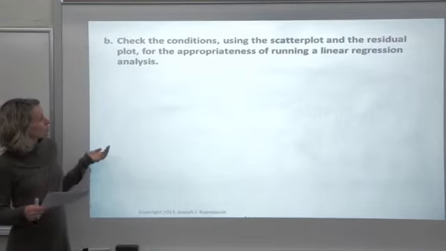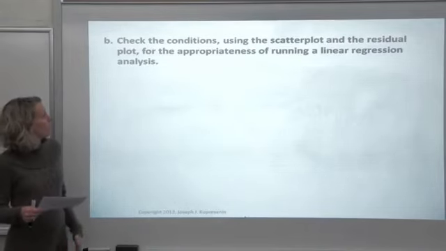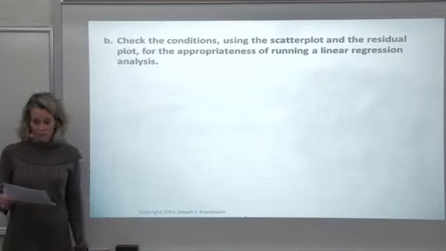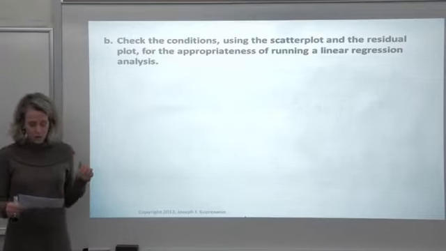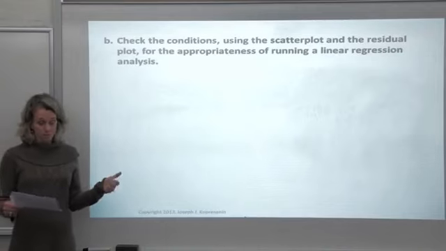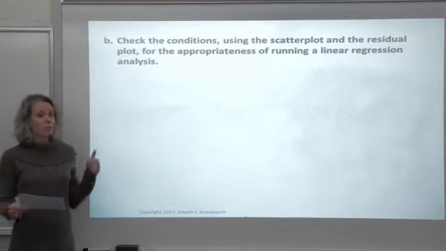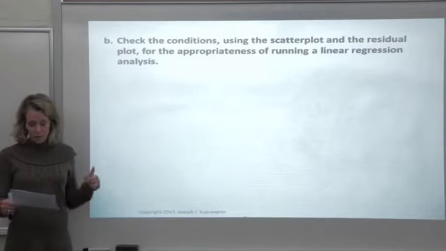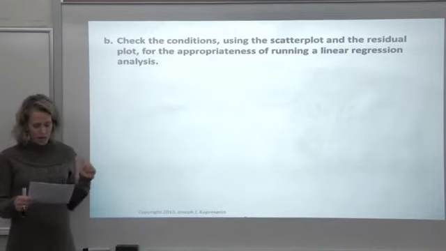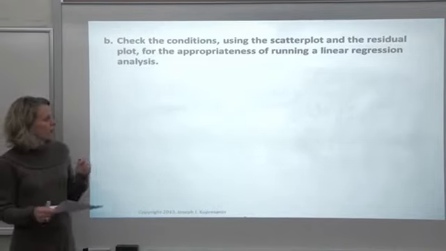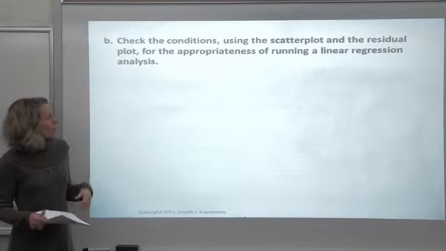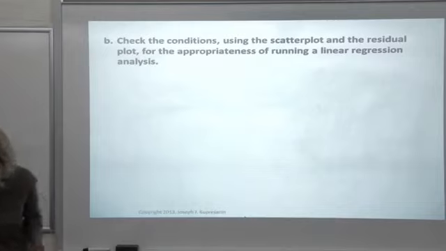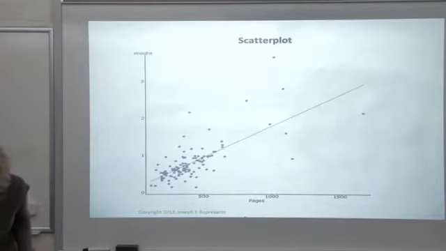Let's check the conditions using the scatter plot and the residual plot for the appropriateness of running a linear regression analysis. So remember, there's three things that we're looking for. We want to make sure that the relationship looks linear. We want equal spread in those points. And we also want to see if we happen to have any unusually large residuals or outlying points. So let me go back and then we'll write this down.